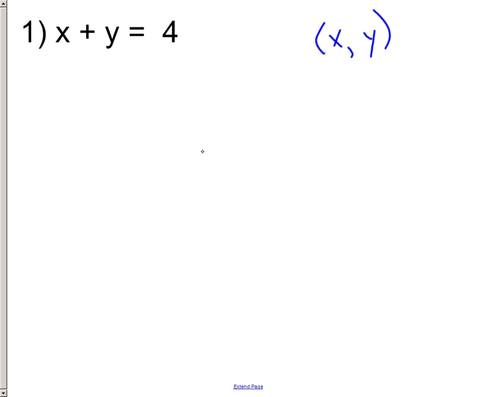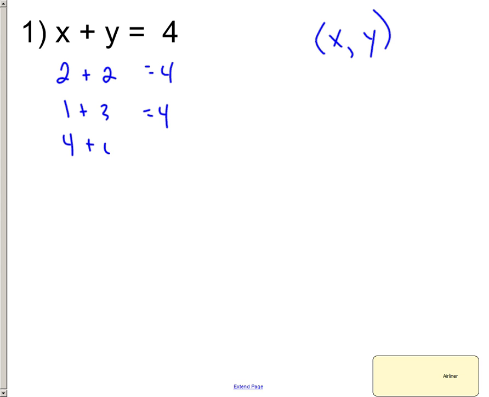So ask yourself this: what two numbers could I add together, because there's addition being shown, to equal 4? You could say, well, 2 plus 2 equals 4. You could say 1 plus 3 equals 4. You could say 4 plus 0 equals 4. There's so many different ways that you could do it. You could flip them around backwards and say 0 plus 4 equals 4. And I just now realized I wrote a 0 right here, so let me fix that.